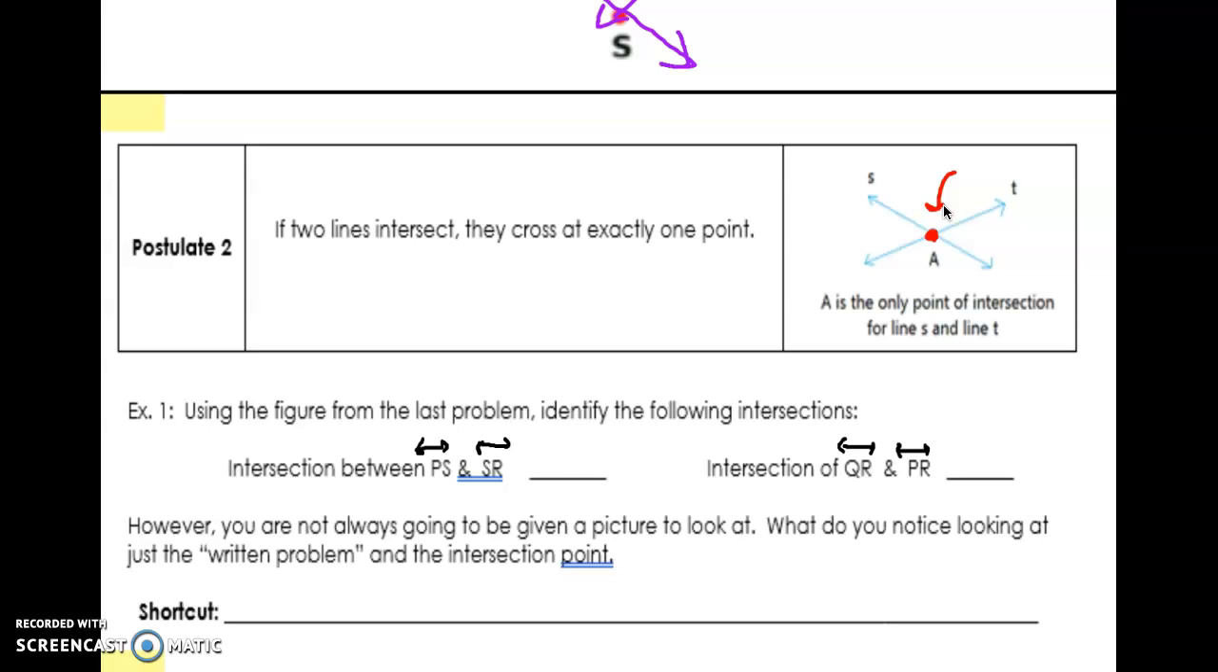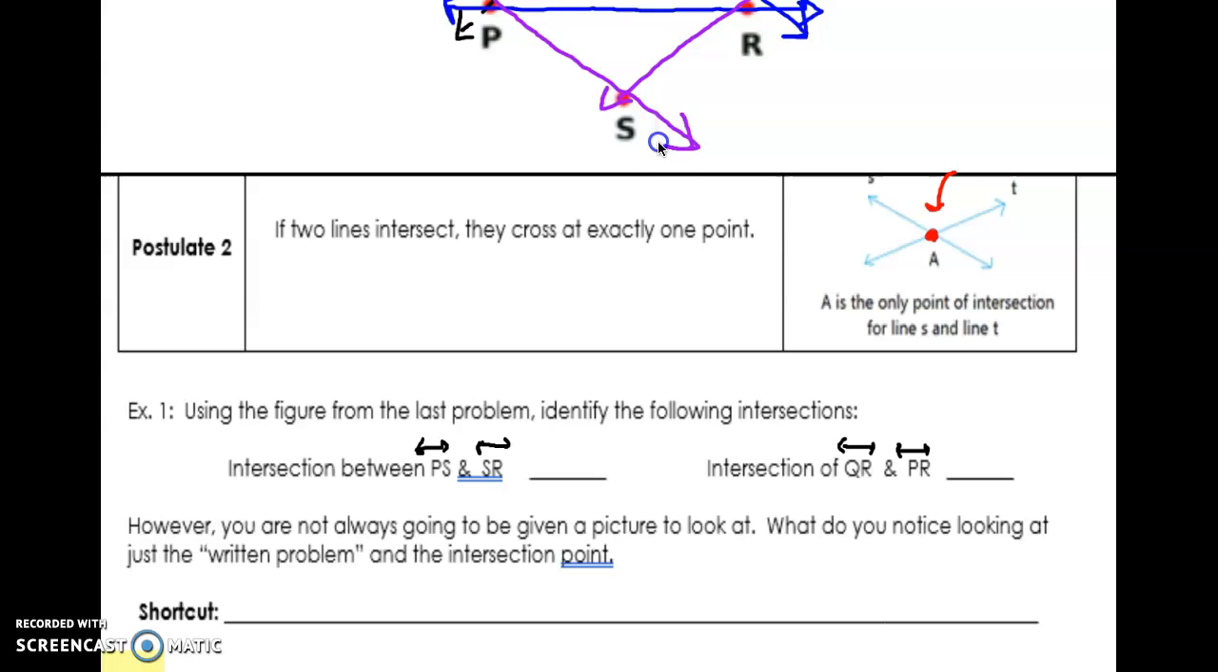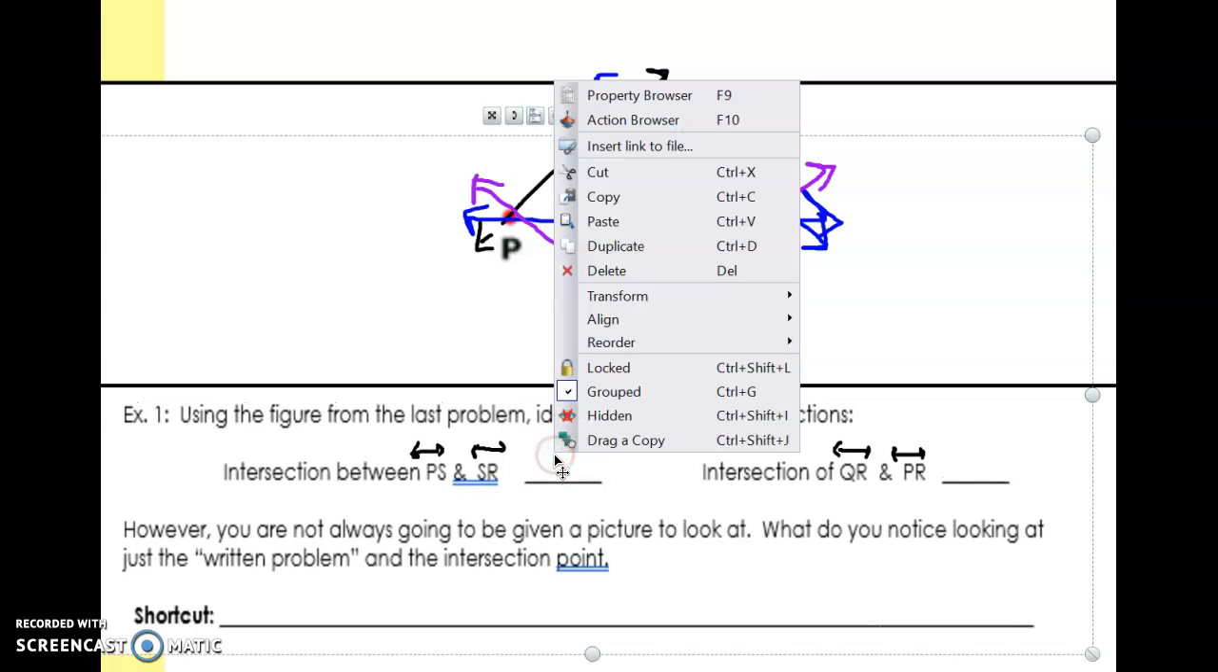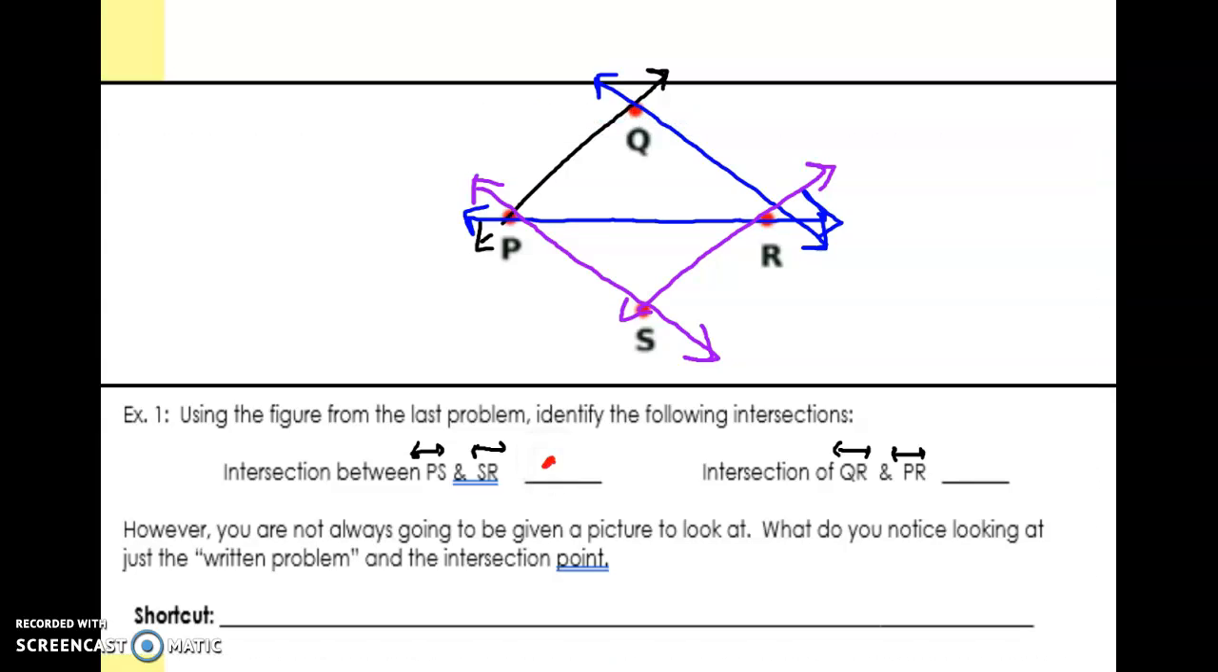So taking a look at an example, I'm going to go ahead and drag down your picture. Taking a look at that picture right there, it should look familiar to you if you have done the problem before. Looking at this figure from above, what would be the intersection between PS and SR? Now the first thing is you should remember that 2 lines come together at 1 point. I'm going to go ahead and get my label in there. And I'm going to look at PS and SR.